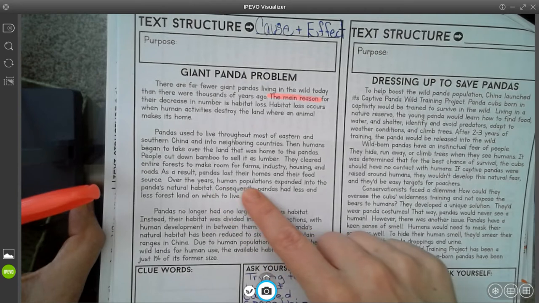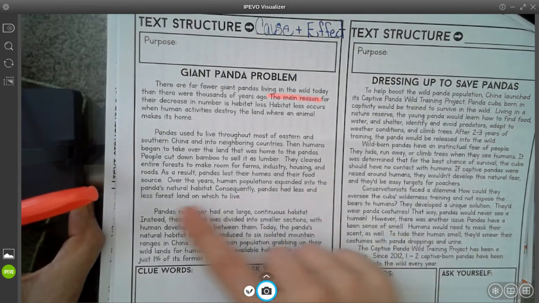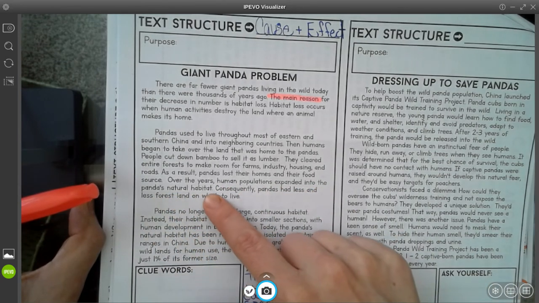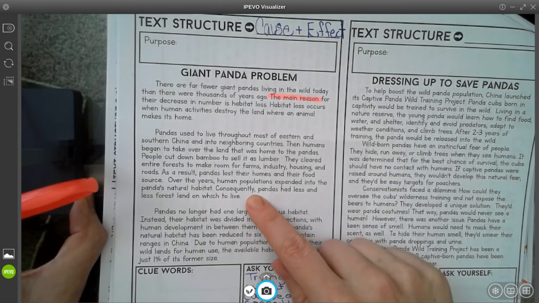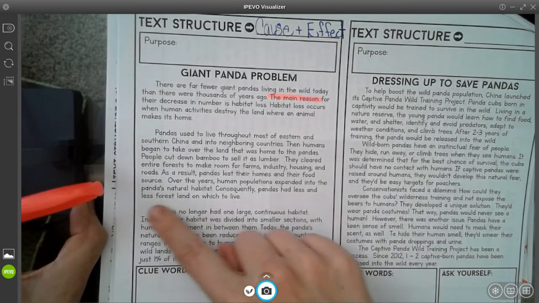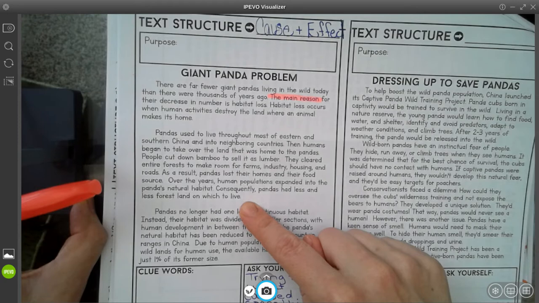Over the years, human populations expanded into the pandas' natural habitat. Consequently, pandas had less and less forest land on which to live.